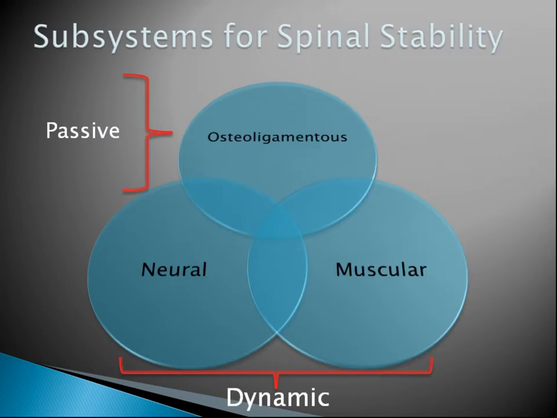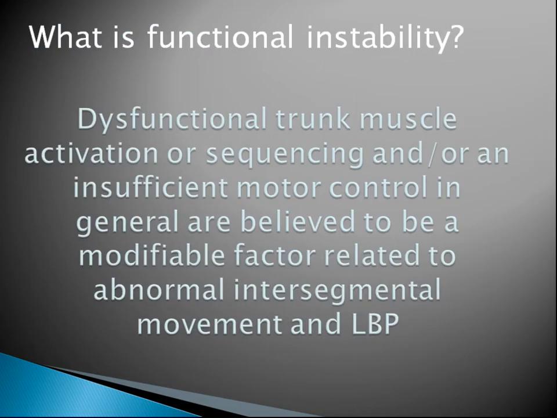Given the three subsystems of stability and their relationship to segmental instability, the passive subsystem is most important for the elastic zone, whereas the active dynamic subsystem made up of the muscular and neural subsystems is most important for the neutral zone stability. In fact, many approaches to neuromuscular training are based on that concept. Dysfunctional trunk muscle activation or sequencing and/or an insufficient neuromotor control in general are believed to be a modifiable factor related to abnormal intersegmental movement and low back pain.